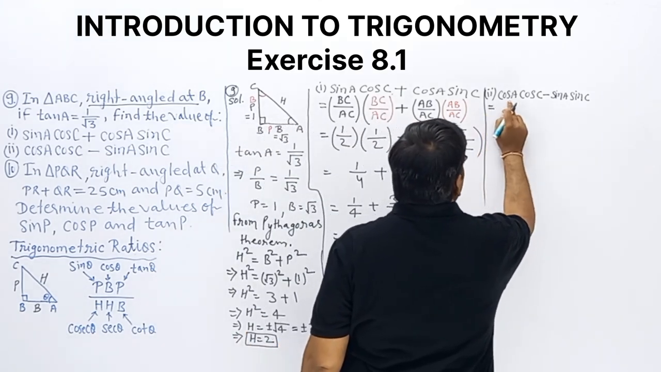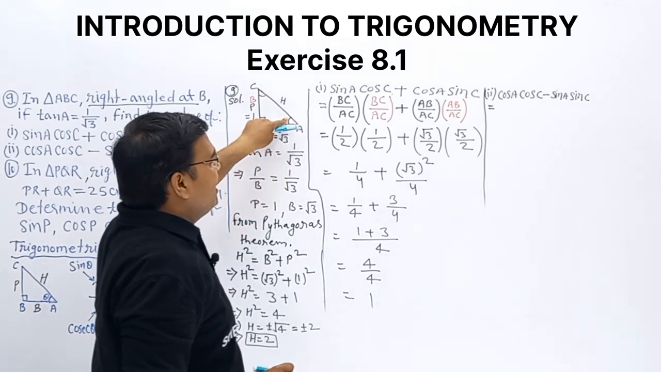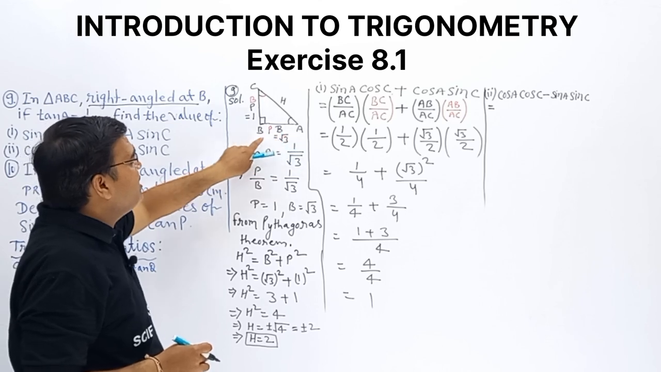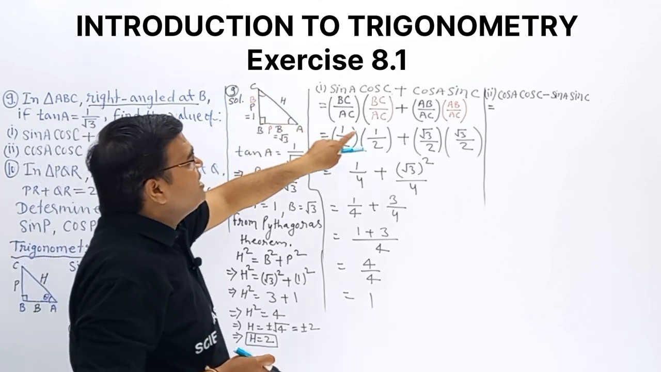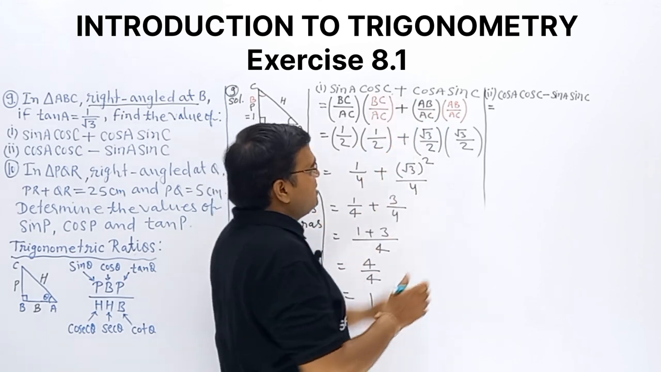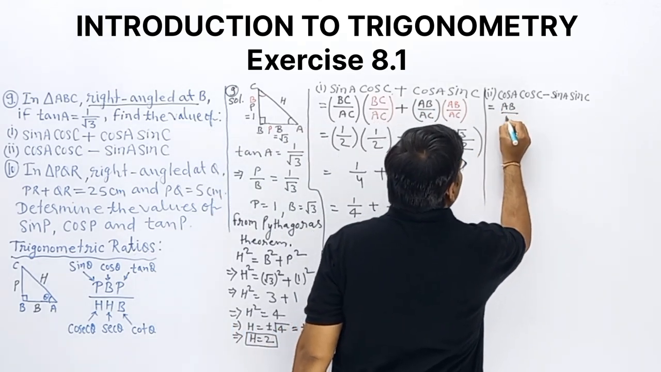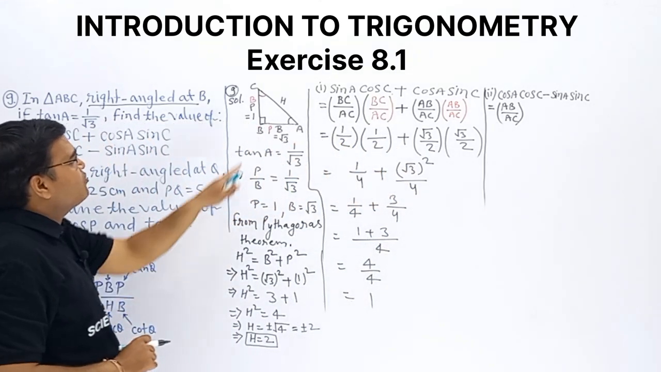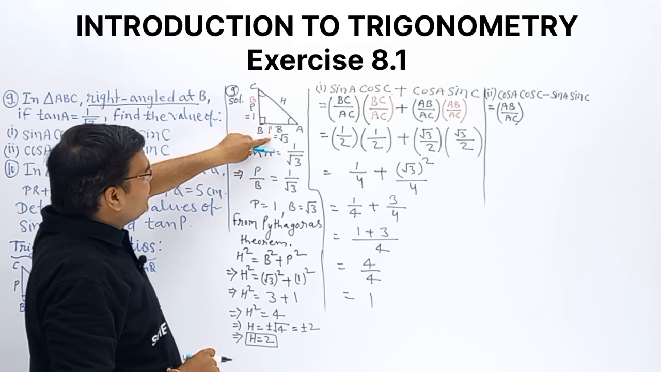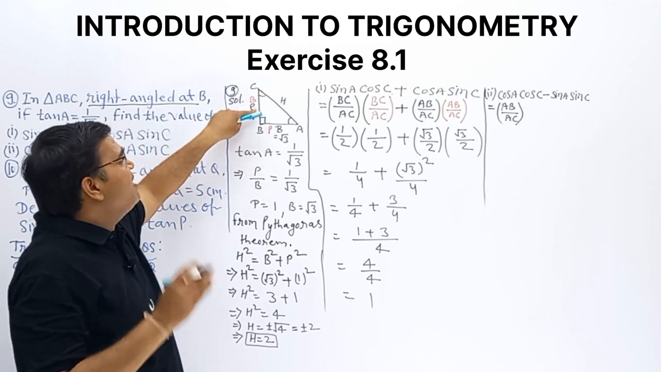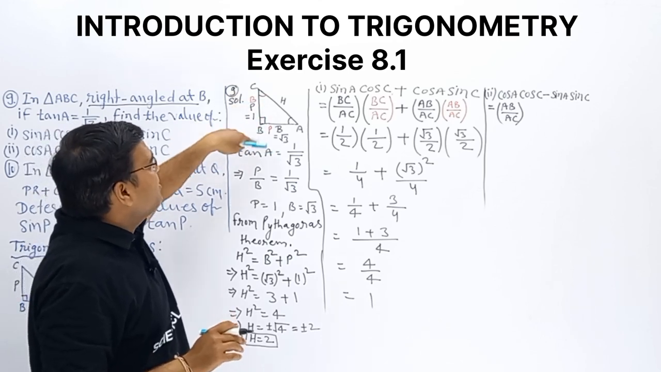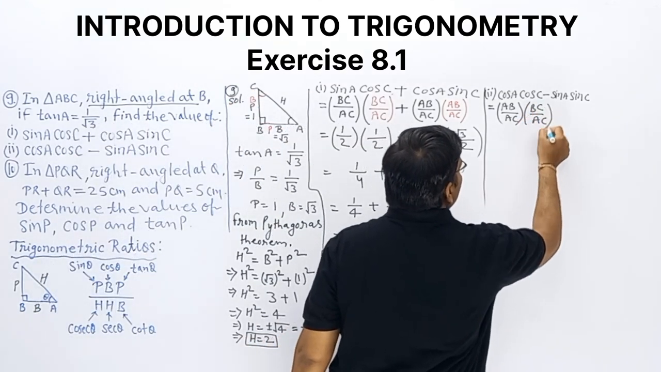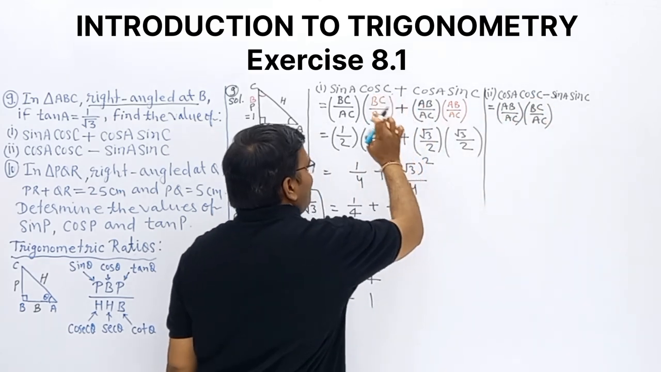Cos A. Cos A is what? A is the acute angle, and cos theta is base upon hypotenuse. So base is AB, so AB upon AC. Cos A is AB upon AC. Now for cos C, what is the value of cos C? Its perpendicular is this one, and this is its base. But cos theta is base upon hypotenuse, so its base is this one, BC upon AC. Cos C is BC upon AC.